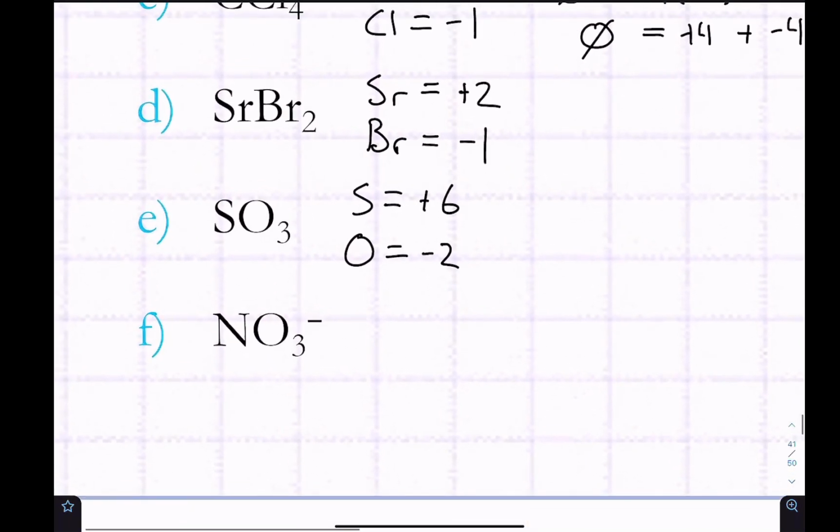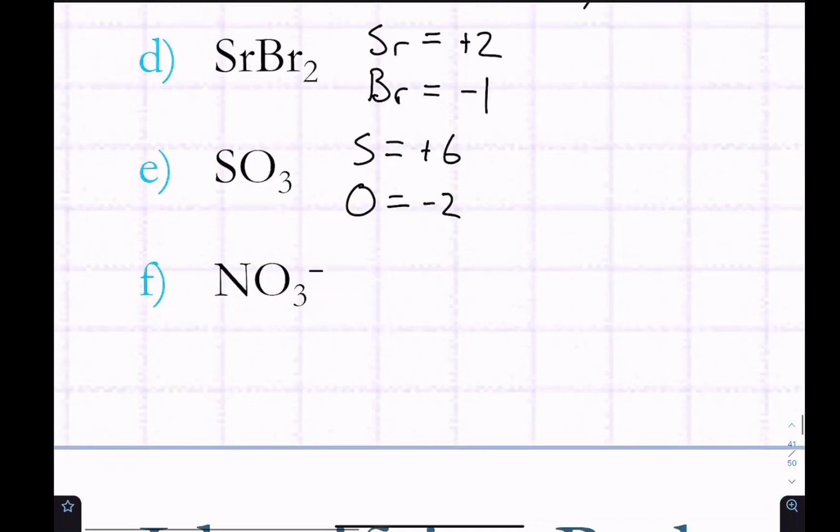And what's the name of this last compound? It's nitrate, because it does have a charge. This is not nitrogen trioxide. So this changes the game a little bit. Now, because we have a 1- charge, our oxidation states have to add up to -1. And which element has priority? Oxygen. Oxygen is almost always going to be -2.